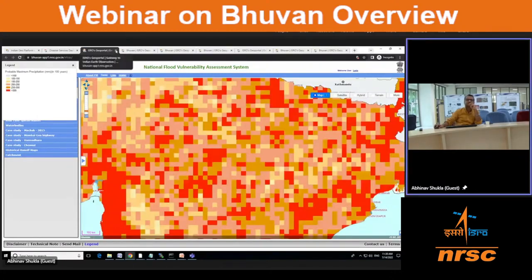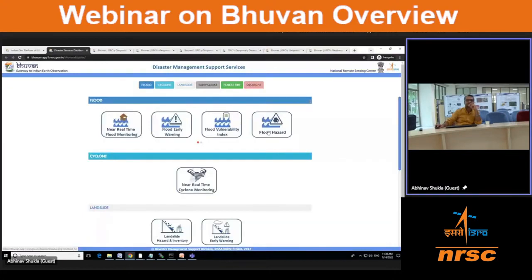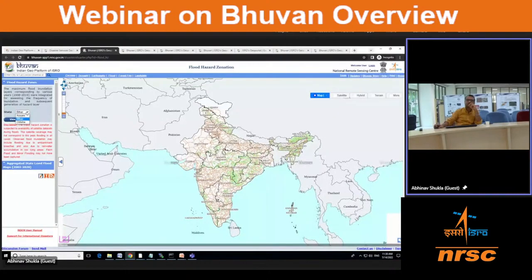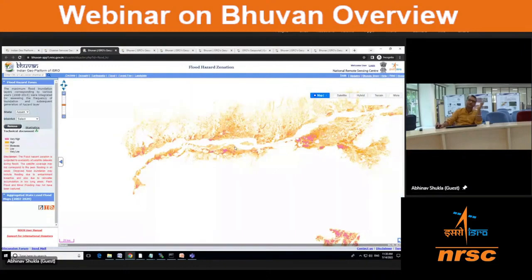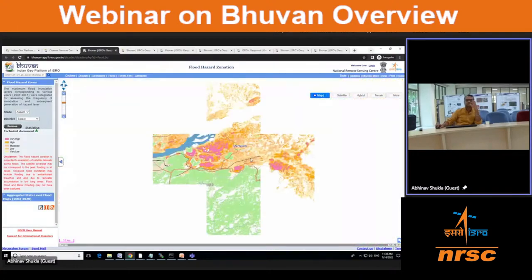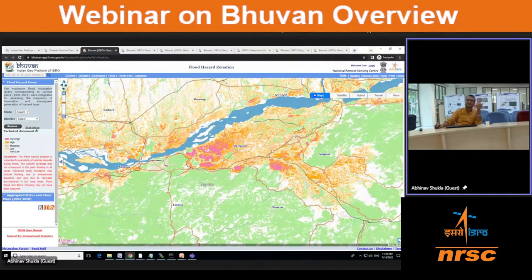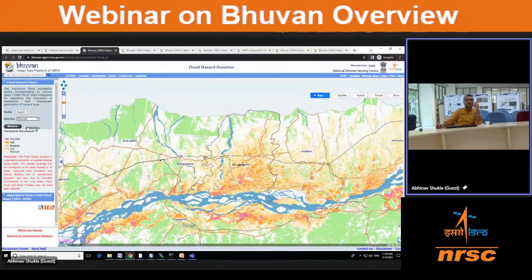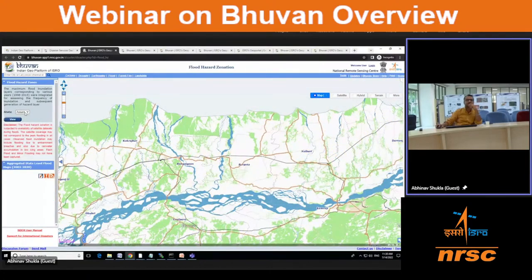As far as flood hazard is concerned, we have prepared a flood hazard atlas for the states of Assam, Bihar, and Odisha. If you go to Assam, you will be able to see the overall hazard layer for Assam, which areas are categorized as very high, high, and moderate. So this basically tells you the overall impact with respect to the entire state. If you want information for a particular district, you can do the same. Go to that district, click on it, Barpeta for example, and you will get this kind of information.